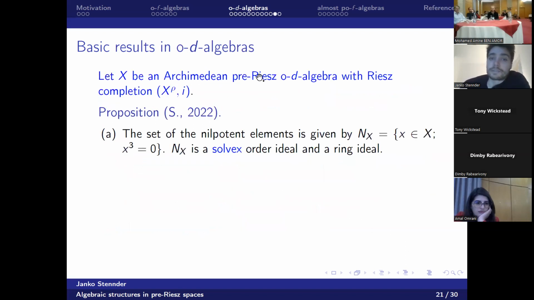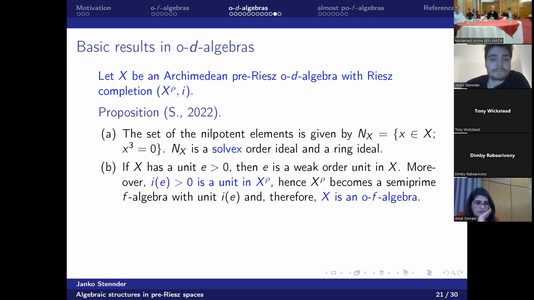So we have an Archimedean pre-Riesz OD algebra with a Riesz completion X rho. Instead of OD algebra, I could also write OD star algebra with this property P, but I just write OD algebra here for brevity. And yes, I could prove that the set of nilpotent elements is given in the same way. And it is a solvex order ideal and a ring ideal, where solvex is a generalization or a combination of solid and convex. And order ideal, of course, is here meant in the partially ordered vector space setting.